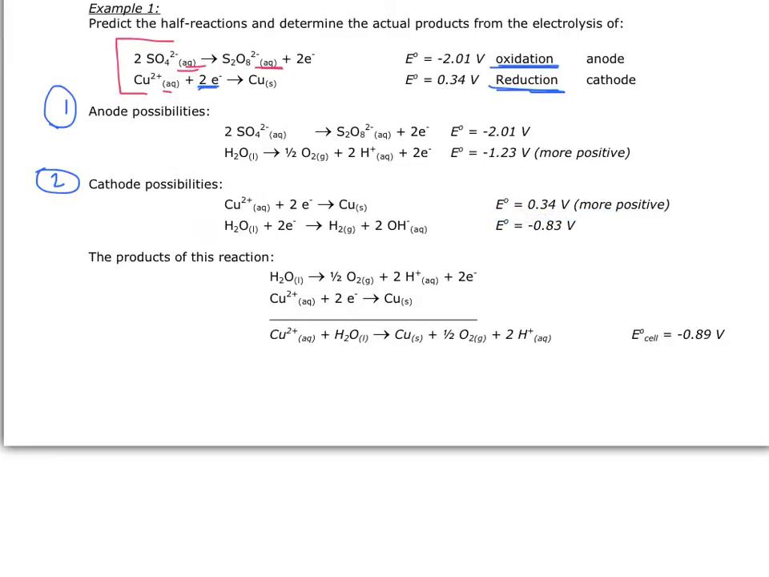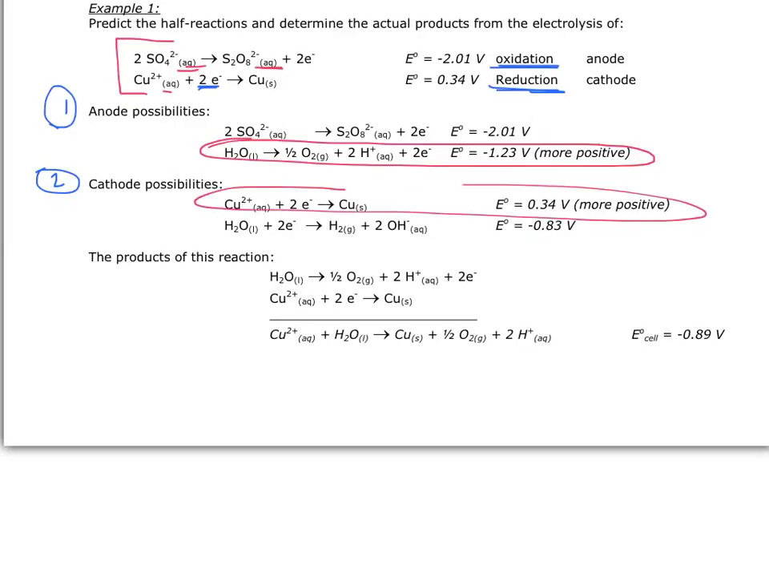Then, from each one of the possibilities, we need to choose which one is more positive. In the first one, we have negative 2.01 volts, and we have negative 1.23 volts. Which one of these is more positive? And that would be the water half reaction. So that's the one we're going to choose that happens at the anode. Then we have 0.34 volts and negative 0.83 volts. Which one of those is more positive? Well, that would be the 0.34. So the copper is the one that's happening at the cathode.